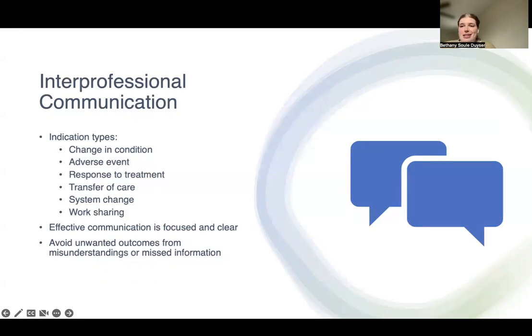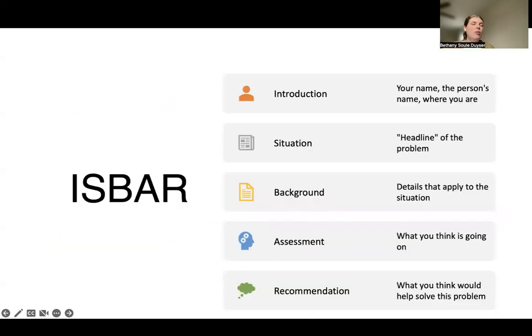There's a lot of tasks that need to get done amongst various professionals, and so making sure we have a plan for doing those correctly. Effective communication, remember, is always going to be focused and really clear, and it can help to avoid unwanted outcomes from misunderstandings. So my first little tool, and these all come from the AHRQ, a national organization for patient safety. My first tool, this is one I use with registered nursing students.